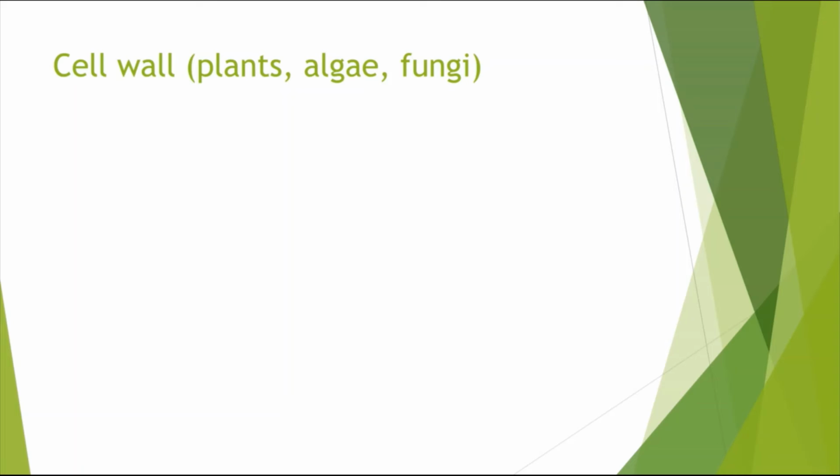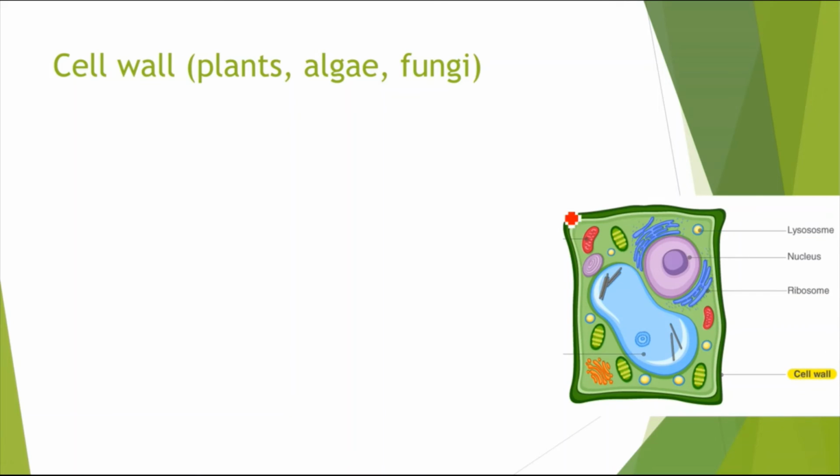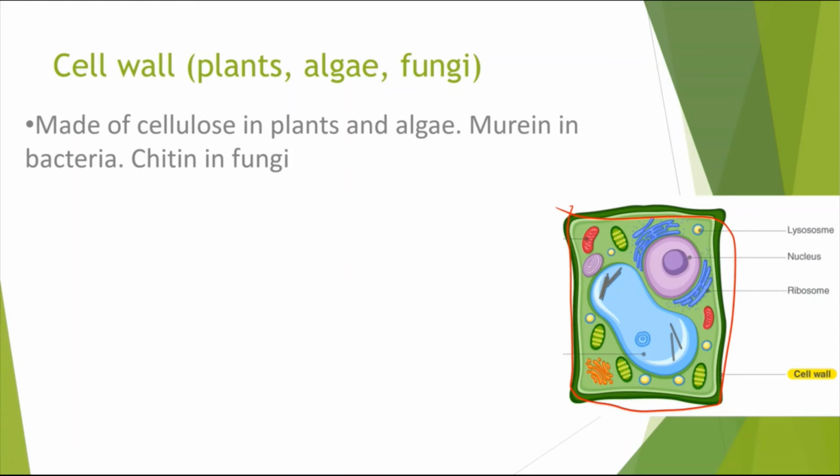So moving on to the cell wall. So even though animal cells do not contain the cell wall, there are other eukaryotic cells, for example, plant cells, algae cells, and fungal cells, which do contain the cell wall. So the cell wall is the outside-most bit of the cell, and in plants and algae, it's made of cellulose. It's made of murein in bacteria. So even though bacteria isn't a eukaryotic cell, it's a prokaryotic cell, I just included it in there, so you know. And it's made of chitin in fungi.